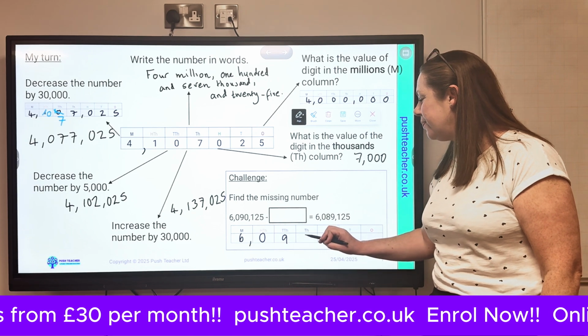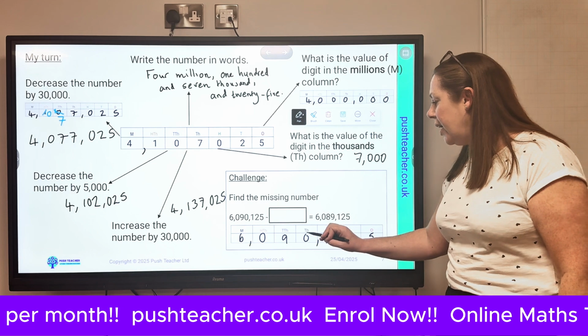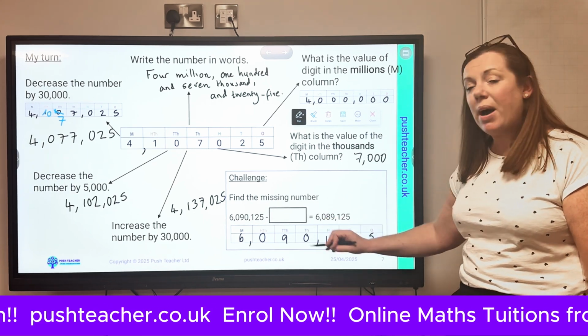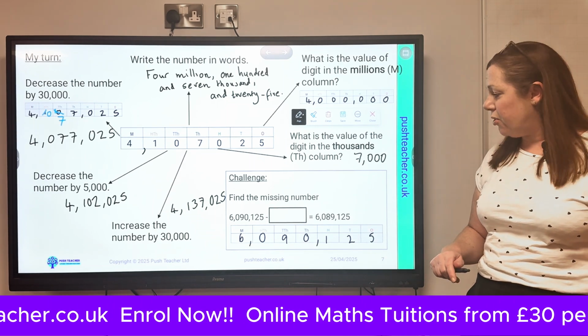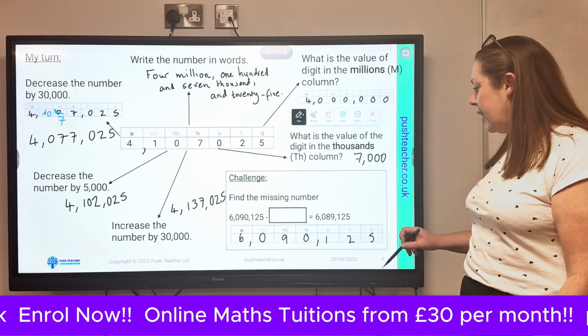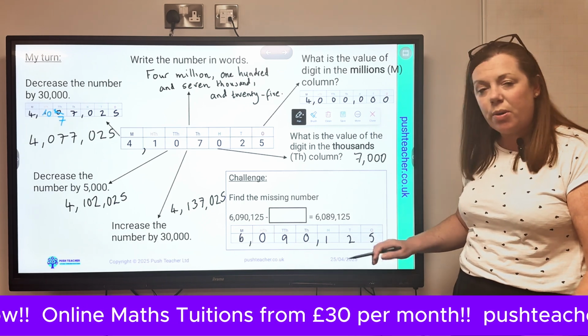6,090,125. And I'm aiming to work out what happened to change it into 6,089,125. Now, if I compare what I've already got, I can see I've got the 5, I've got the 2, I've got the 1, all that stays the same.